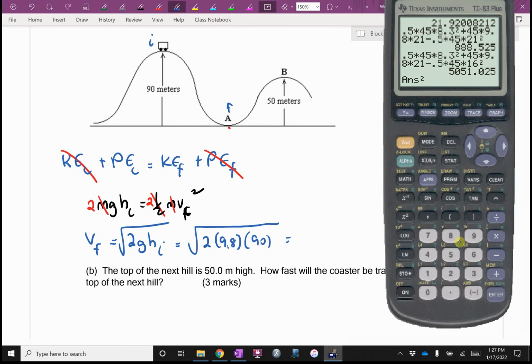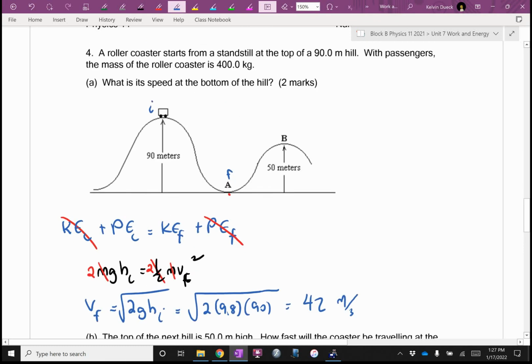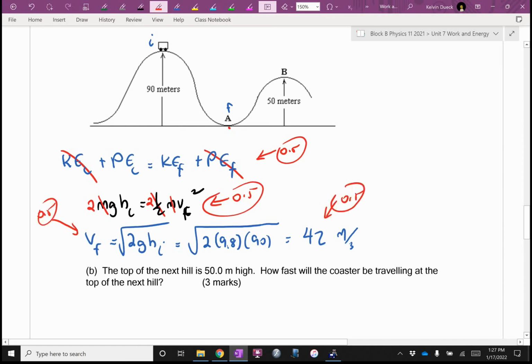The square root of 2 times 9.8 times 90. And I get 42. If you got that, I would give you 2 out of 2. Otherwise, I would give you half mark for that, half mark for that, half mark for that, and then a half mark for the answer.